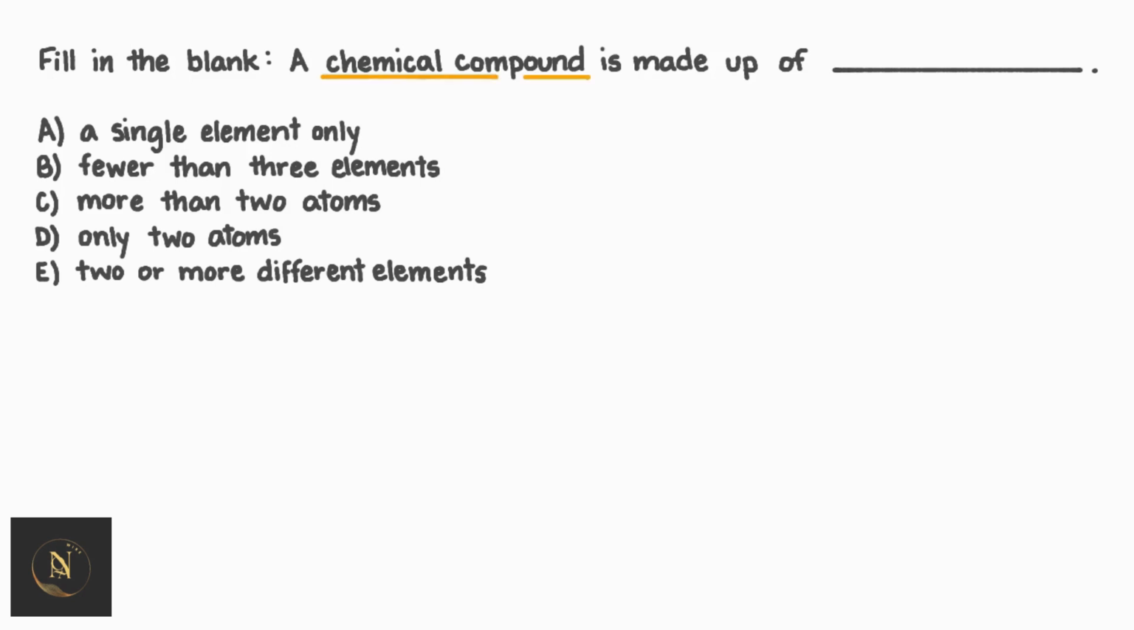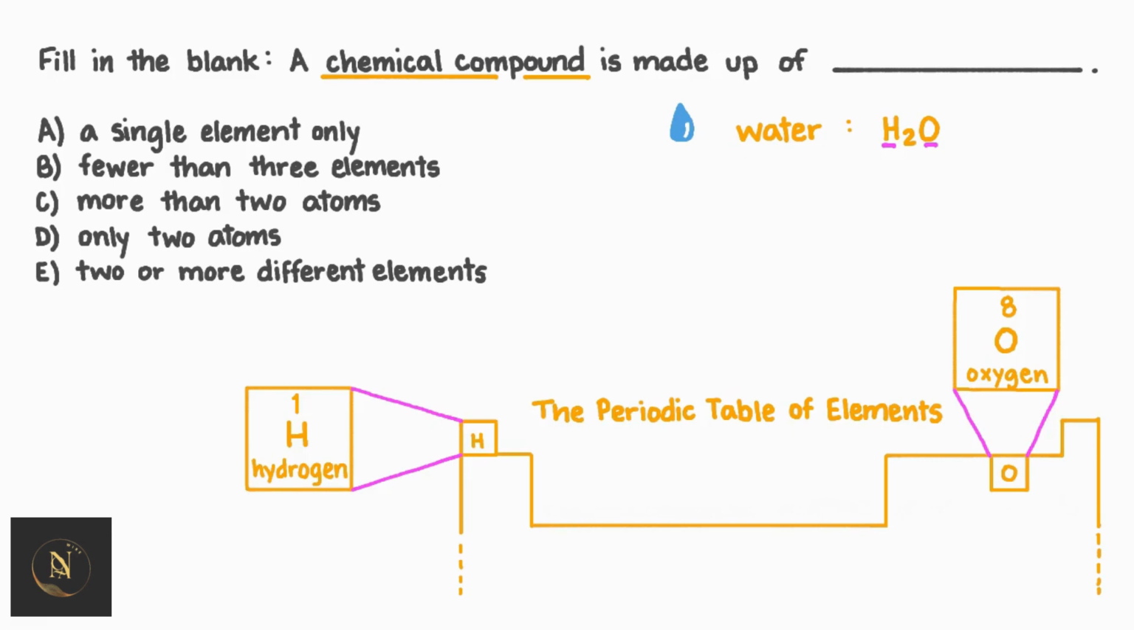To determine what a chemical compound is made up of, let's take a look at a common compound. Water is an example of a compound. It has the chemical formula H2O. Capital H and capital O are the chemical symbols of the elements hydrogen and oxygen. Already we can see that this compound contains more than 2 elements. This means that answer choice A cannot be the correct answer to this question.